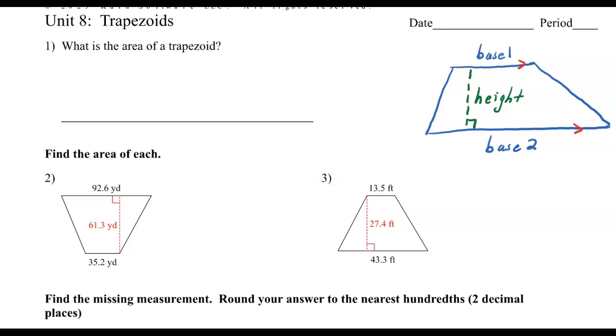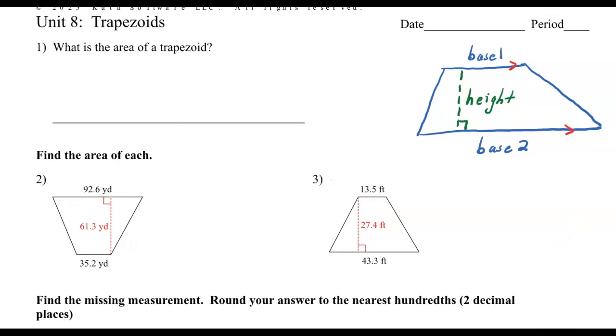Hello geometry students, today's learning target is to talk about the area of a trapezoid. If you look at the picture to the right, we have a trapezoid. In a trapezoid, these two pink parallel lines are called the bases. I labeled them base 1 and base 2. And then the height is this green line, and you can notice that by the right angle.